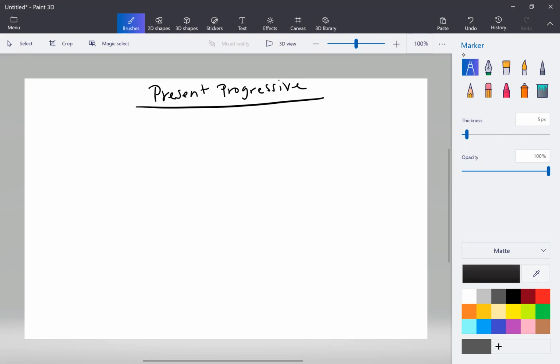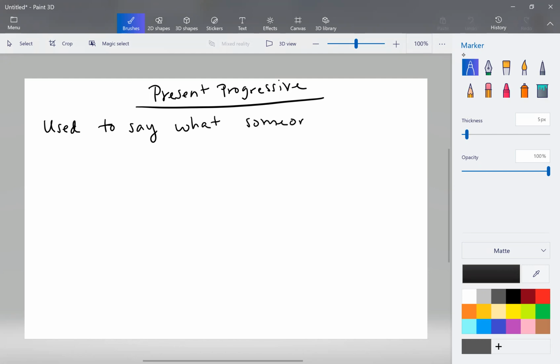The present progressive is used to say what a person is doing. What someone is doing. Okay, I'm using different colors in those two spots because those are the parts we have to pay attention to. So we're learning a tense right now that has two words. Two words are both part of the same action, the same verb.